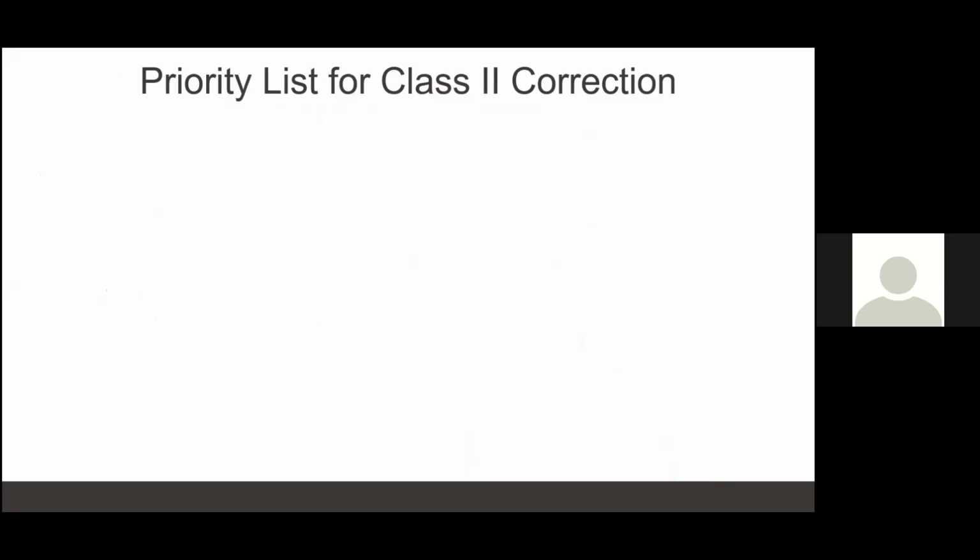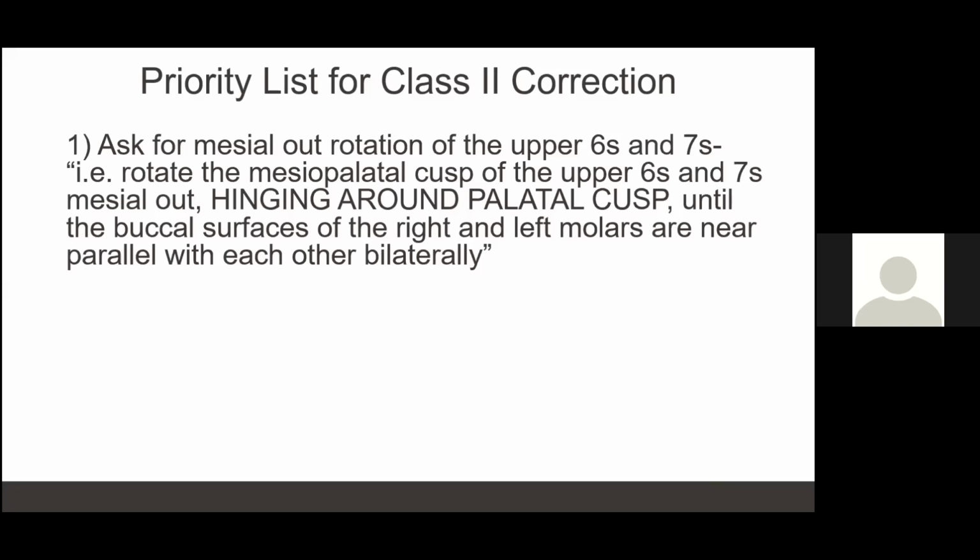So just like I gave you a priority list in a system for how I dissect moving through a ClinCheck, you certainly also want to take into consideration how you approach class 2 malocclusions, in my opinion, because otherwise the technician is going to throw something at you, but they may miss certain things. So the first thing is always, because again, 80% of your class 2s have it, can you please derotate the molars, mesial buccal out, so hinging around the palatal cusp until the buccal surfaces are parallel bilaterally.